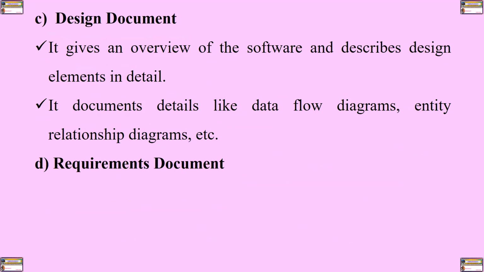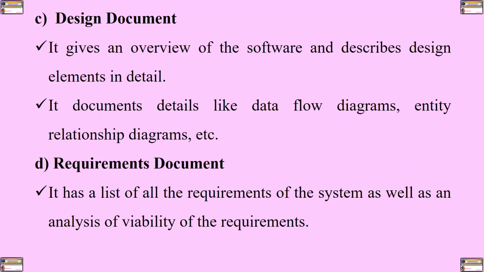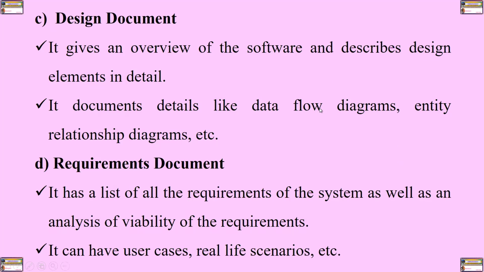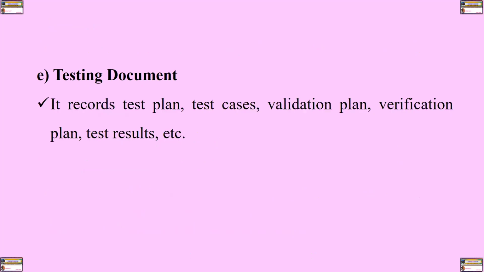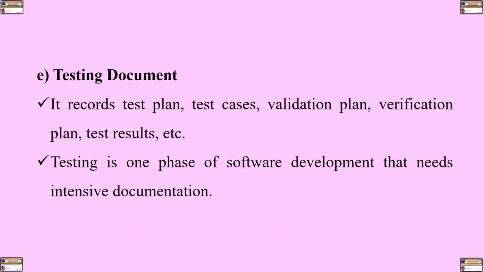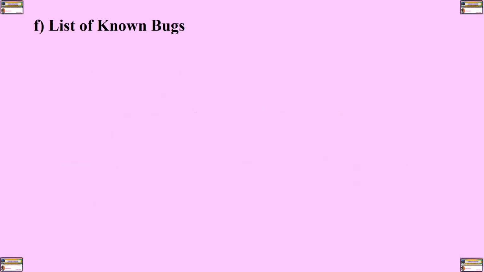Then we have requirements documents. It has lists of all the requirements of the system, as well as an analysis of viability of the requirements. It can have users' cases, real-life scenarios. Number 5 is testing document. It records test plan, test cases, validation plan, verification plan, test results, amongst others. The testing is one phase of software development that needs intensive documentation.